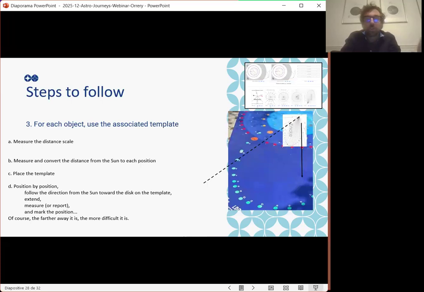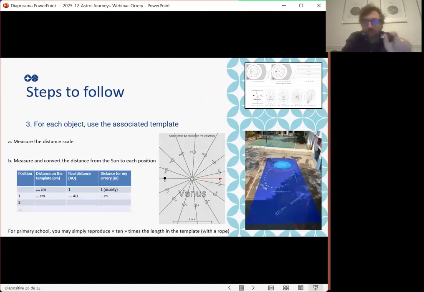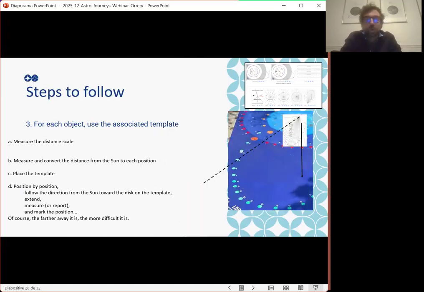So you just start from the sun, go to the disk, to the position in your template, continue your line. So you can use a laser or a rope or whatever. And then in the previous step, you had converted the distance. So you know where to mark the position here.